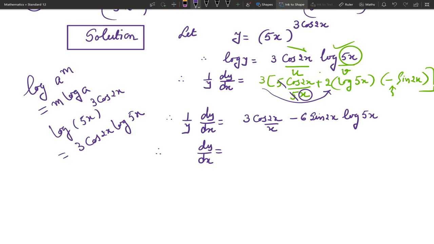Therefore dy by dx is y into bracket 3 cos 2x by x minus 6 sin 2x into log 5x. Now let us put the value for y.